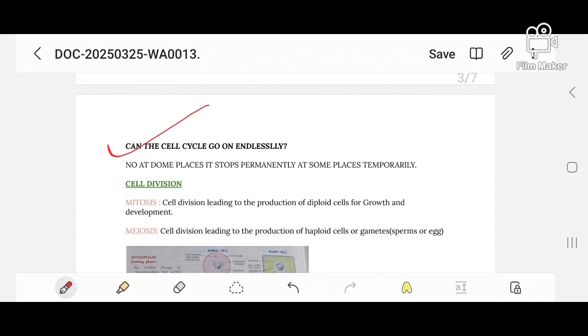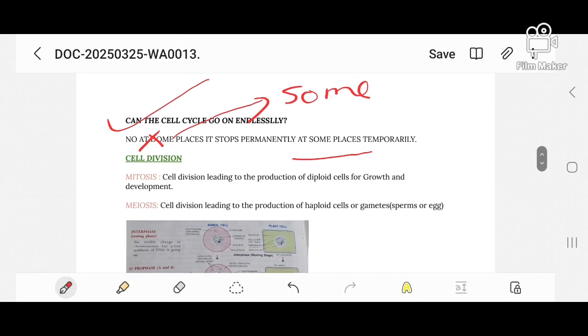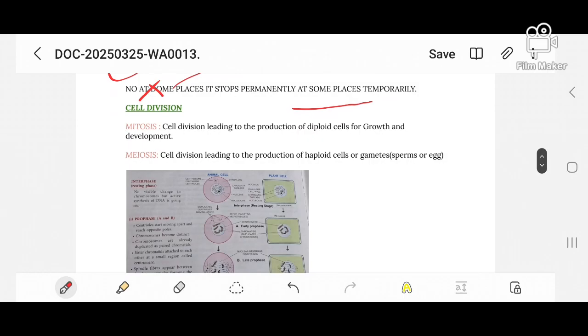Can the cell cycle go on endlessly? No. At some places it stops permanently, at some places it stops temporarily. Oh my god, I am very sorry. Cell division. Okay, now cell division. This cell division is divided into two types: mitosis and meiosis.